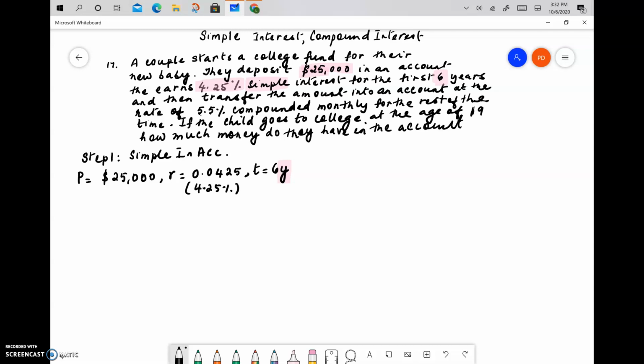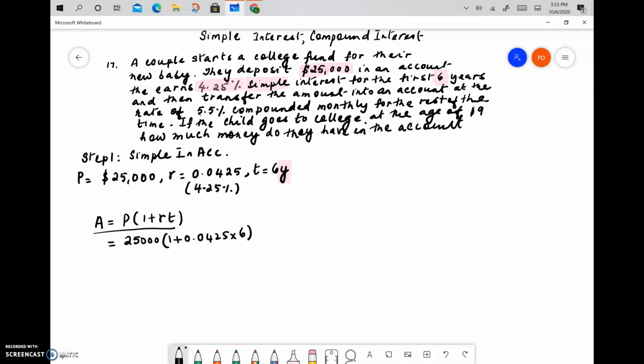So the simple interest formula for the amount accumulated, so that's the future value of the money, is A equals P times (1 plus RT). It's a simple interest formula, and that's why the formula is so simple. So the amount accumulated is $25,000 times (1 plus 0.0425 times the time t, which is 6 years).